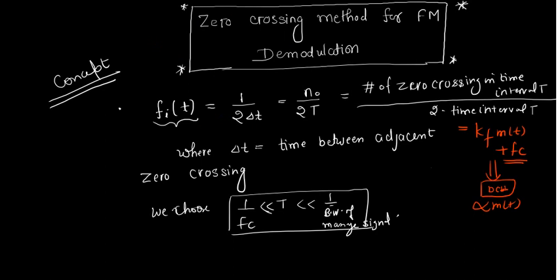So in this method of FM demodulation, we use the concept that the instantaneous frequency of the FM modulated signal is equal to 1 upon 2 delta t, where delta t is the time between two adjacent zero crossings. And this delta t is evaluated as T by n naught, where n naught is the number of zero crossings in time interval T.